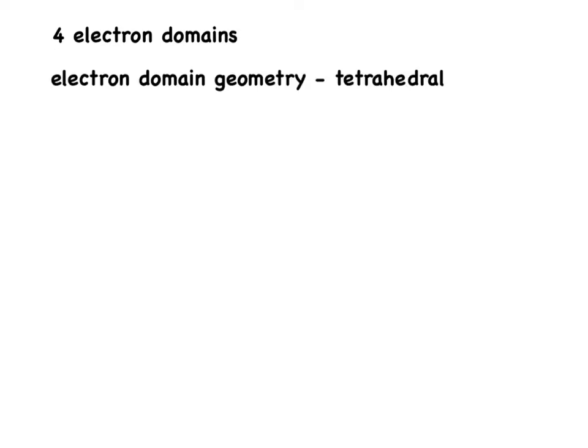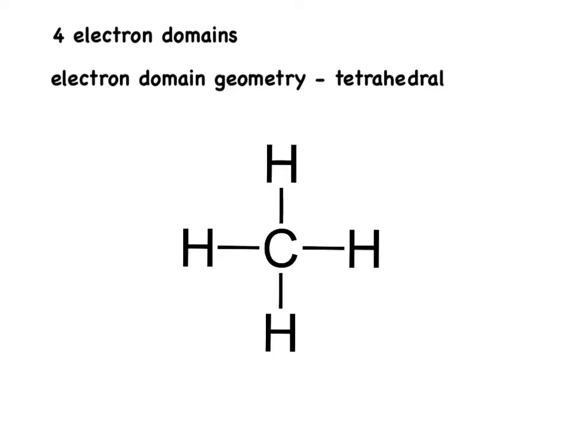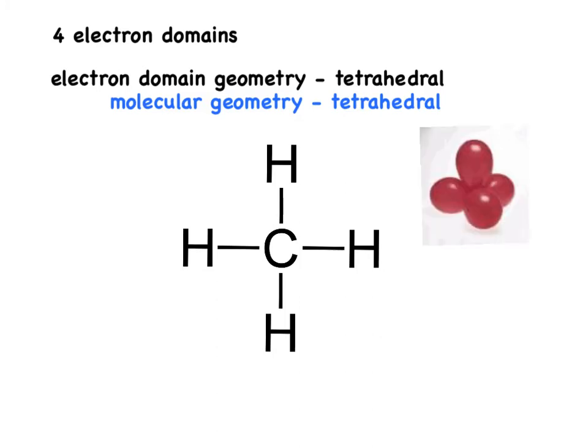A molecule that has 4 electron domains is tetrahedral. An example would be methane. And so we have our 4 electron domains, all of which are bonded. So methane's molecular geometry will also be tetrahedral. And if we look at our example of the balloons again, we would see these pairs of electrons moving as far away from each other as possible, repelling each other. And that means they would orient themselves to look like this.